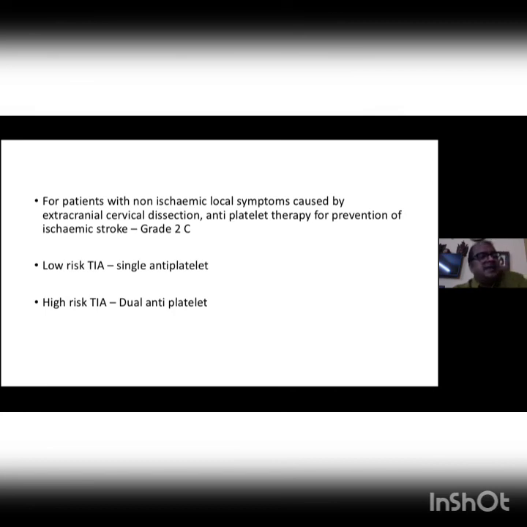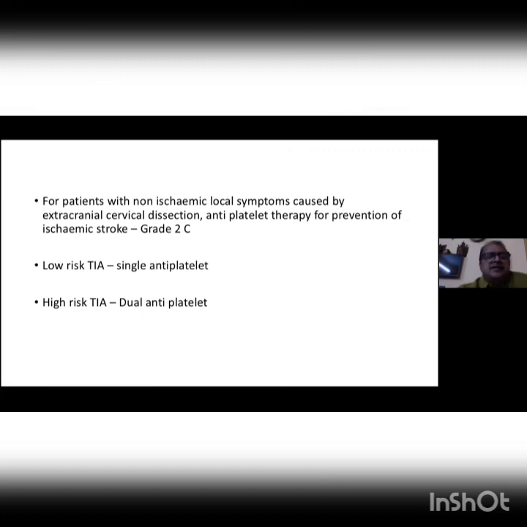As I was saying, not necessarily all patients with dissection will have stroke manifestations. They can have neck pain, temporal headache in carotid dissection, occipital headache in vertebral artery dissection. They can have cranial nerve manifestations, cervical root manifestations, or orbital pain. All those things should make you suspect and pick up the dissection. If the patient doesn't have ischemic manifestations, the drug of choice is antiplatelet therapy, grade 2C evidence.